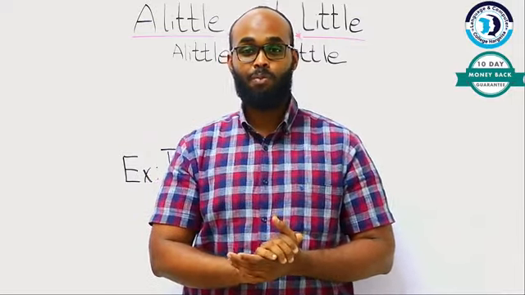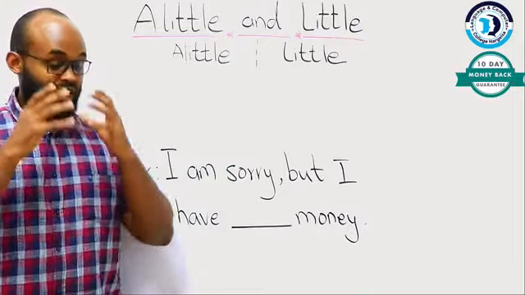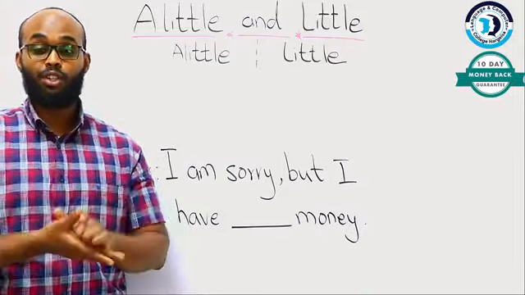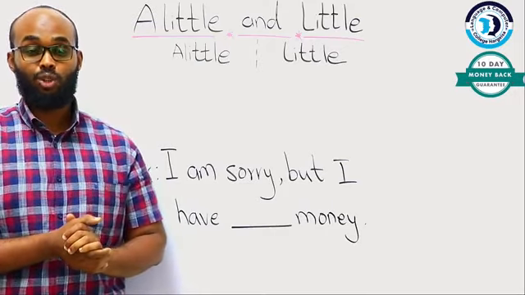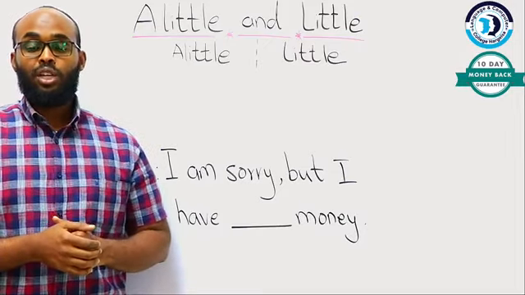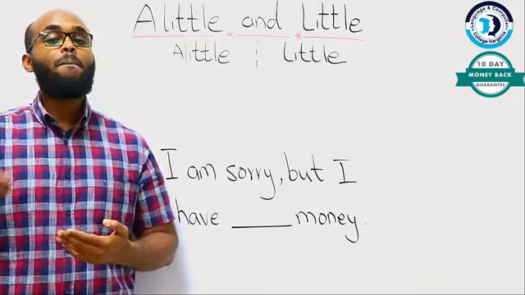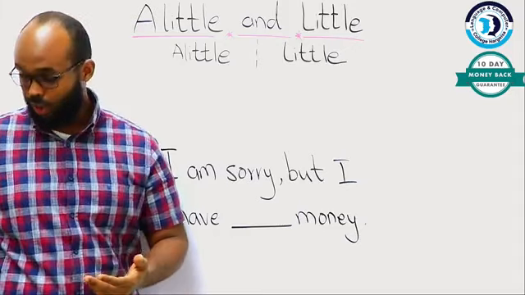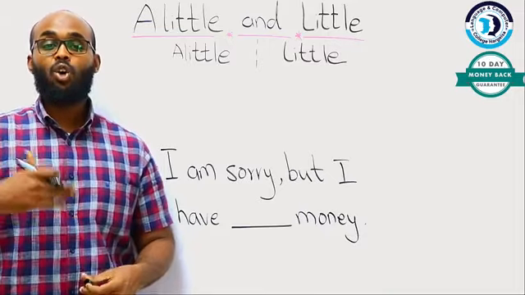Let's start our lesson. As you can see, today we're going to talk about the difference between a little and little. Before we talk about the difference, I want to make sure one thing is clear. A little and little, both of them come before uncountable nouns. Uncountable nouns are nouns that cannot be counted.